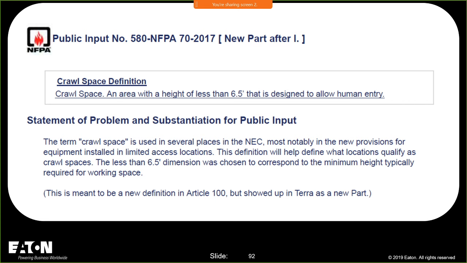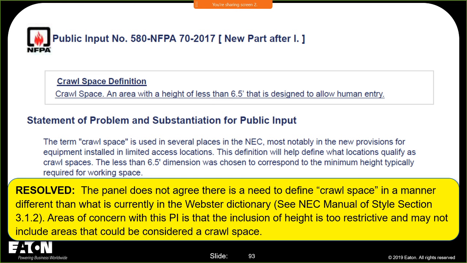It was rejected, or it was resolved. We don't use the word rejected anymore. We use the word resolved in the public input phase. And that was the panel statement that you see on the screen. We didn't agree that there's a need to define crawl space.